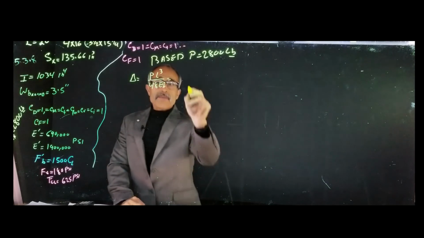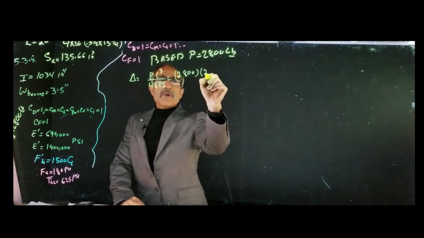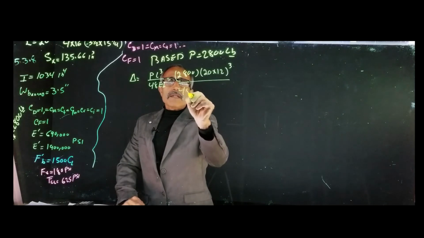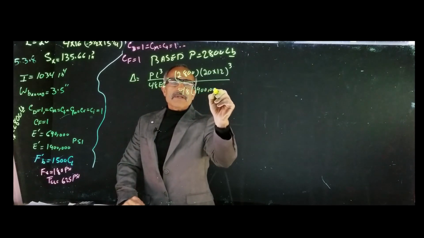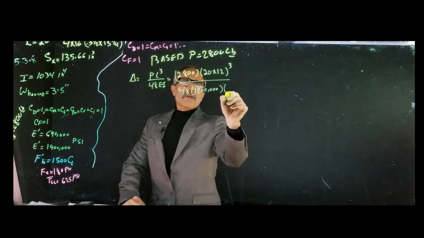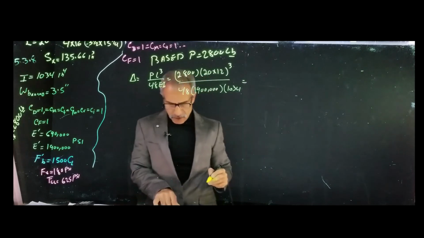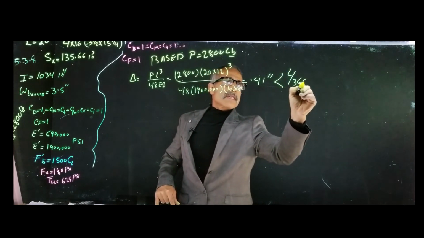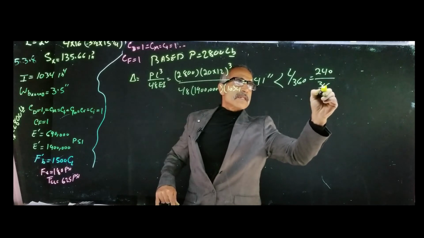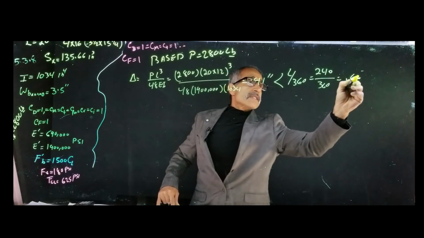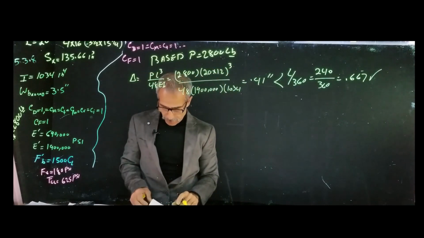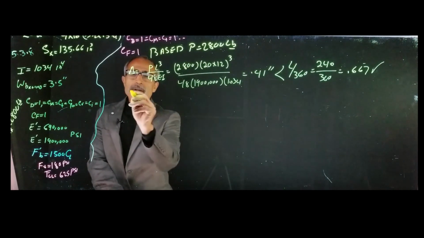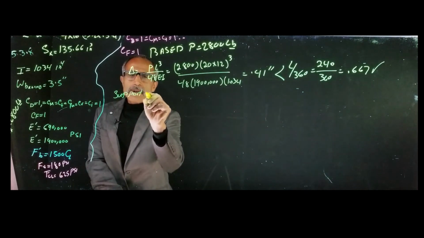and that comes out to 2800 times 20 times 12 to the power of 3, divided by 48 times 1,900,000 times 1034, and I get 0.41 inch, and that is less than L divided by 360, which is 240 divided by 360, which is 0.667. We check out. We're good. Deflection checks. Now let's check for support bearing.